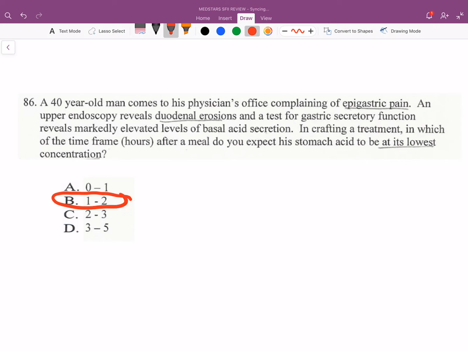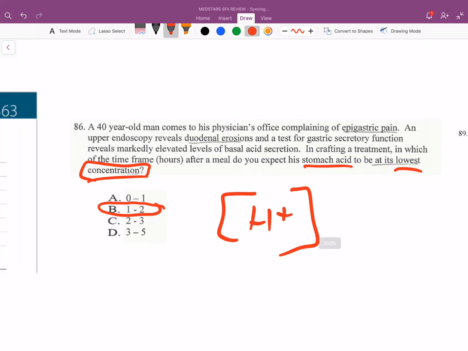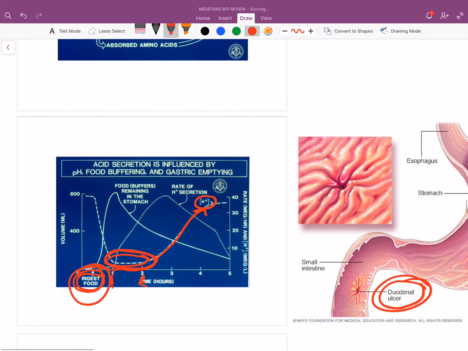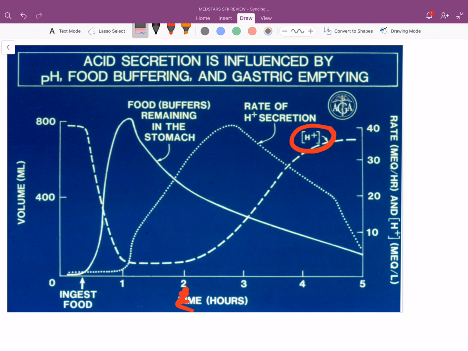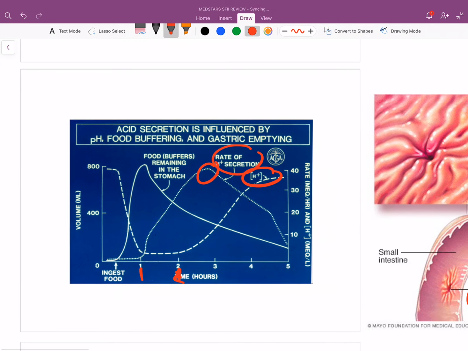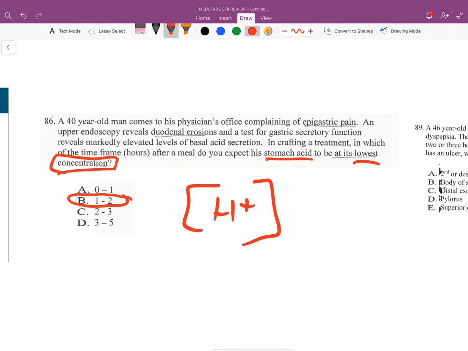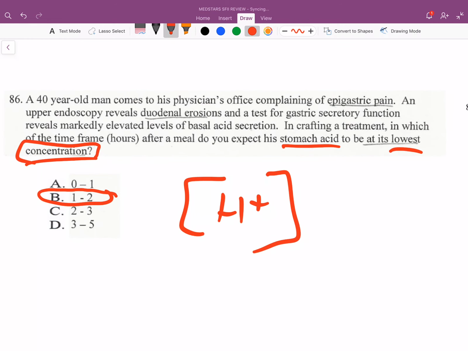The question is saying, when is the stomach acid at its lowest concentration? We're not talking about secretory rate. That's not what the question is asking. The question is asking about concentration. If we look at the concentration of acid in the stomach, we can see that hydrochloric acid is lowest from 1 to 2 hours, and that the rate is highest at about 3 hours. So if this was asking you about the rate, then the answer would be D. But since we're asking about concentration, the answer is B.